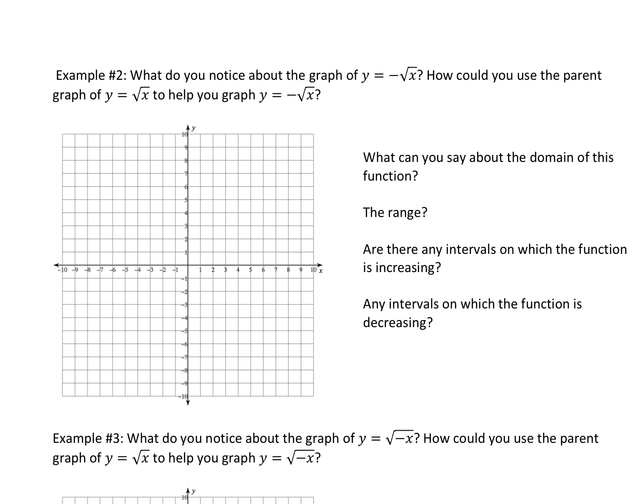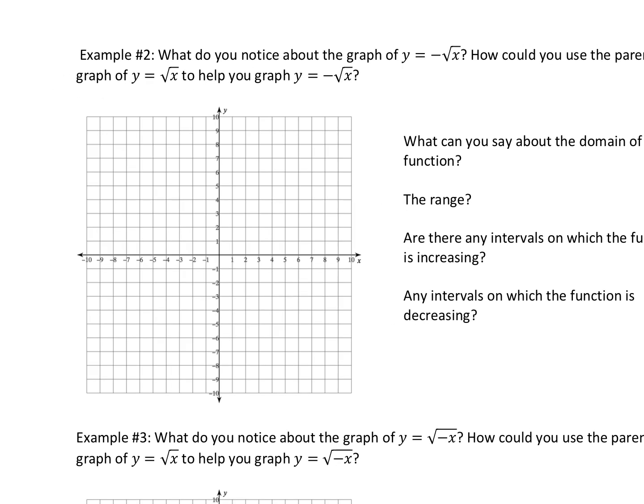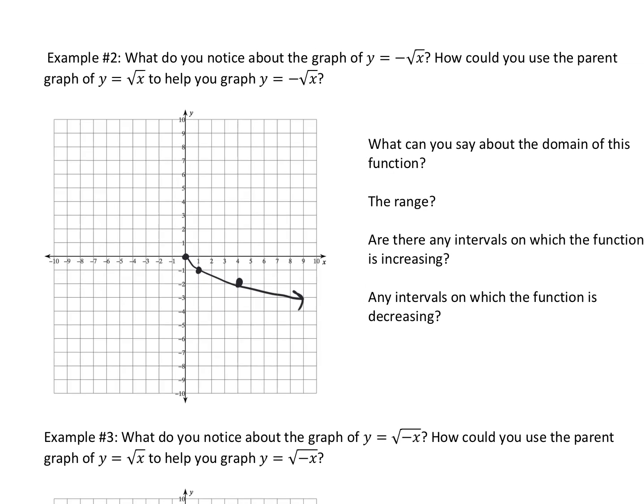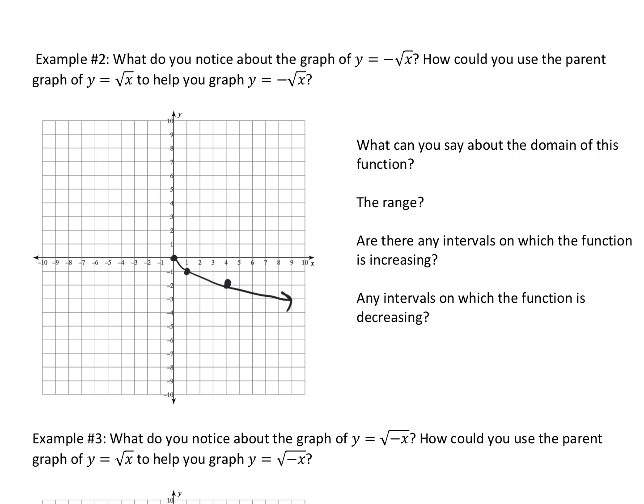So I would take all those points that I just had at 0, 0, which would stay 0, 0, because I can't flip that, right? It would be the same. 1, 1 would become 1, negative 1, and 4, 2 would become 4, negative 2, right? So this should be something that you should be able to think, what does this graph look like without a calculator? Okay.